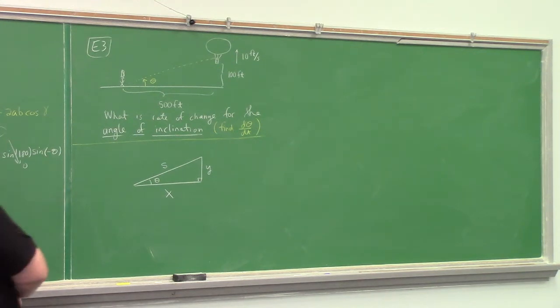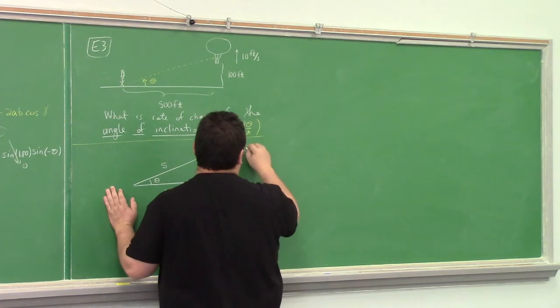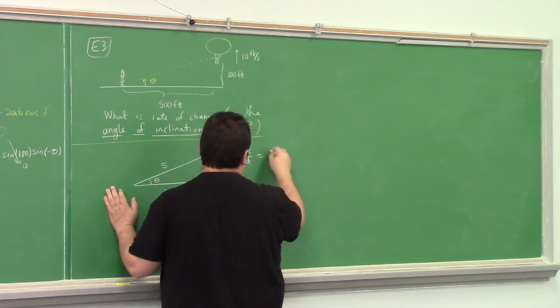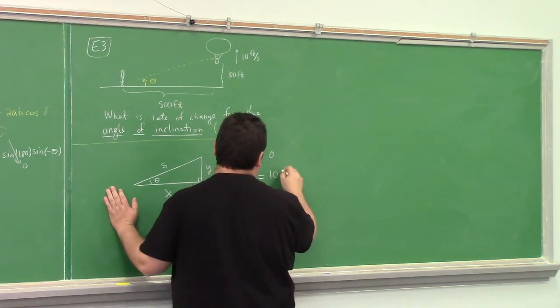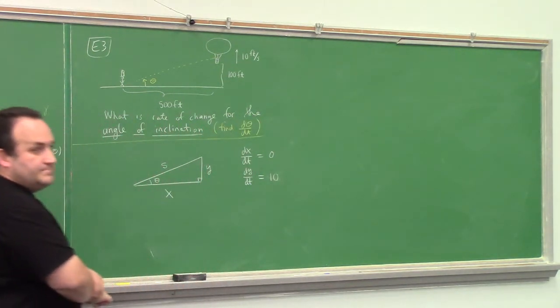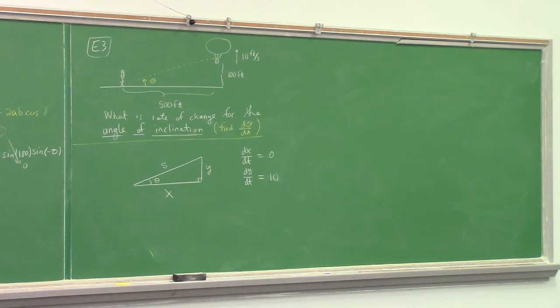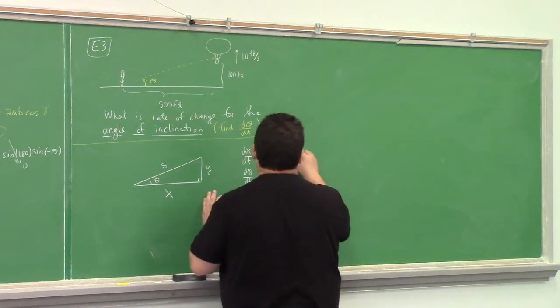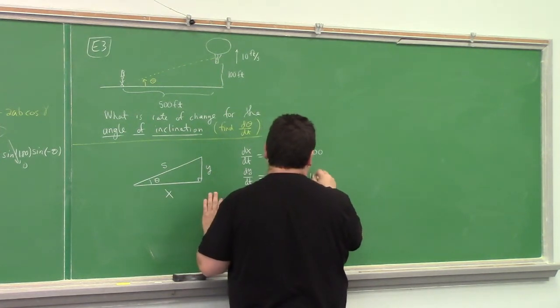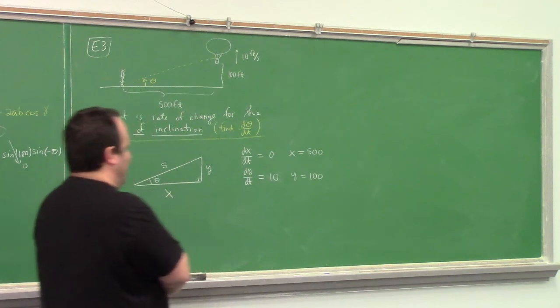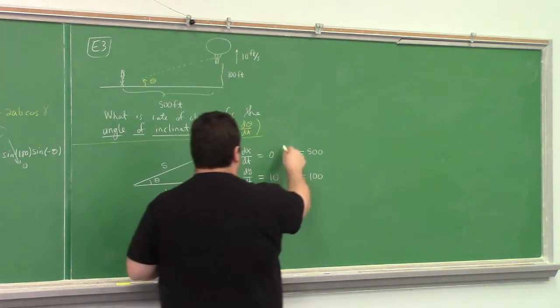Actually, that might be worth doing for a second here. What's dx/dt? dx/dt is 0 by assumption. dy/dt? That's the 10 feet per second. We're going to work in feet and seconds. x is equal to 500 at the time we're interested in. y is equal to 100 at the time we're interested in. These are things that we're given.